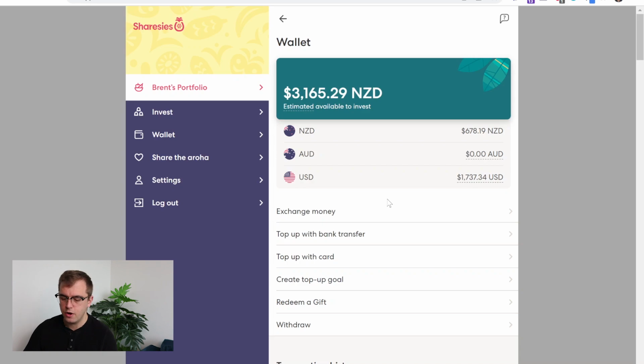Something useful here is that we can hover over a foreign currency and we can see the translation into New Zealand dollars at that point in time. For example, my US wallet is around 2,400 New Zealand dollars and it is around 1,700 US.